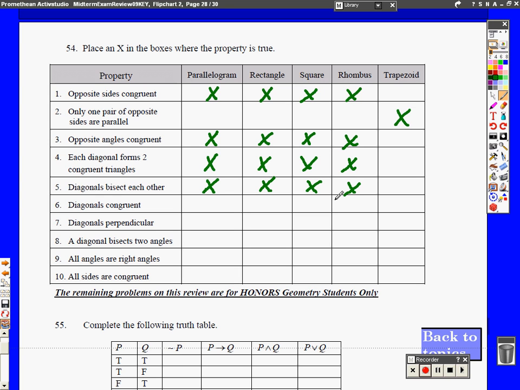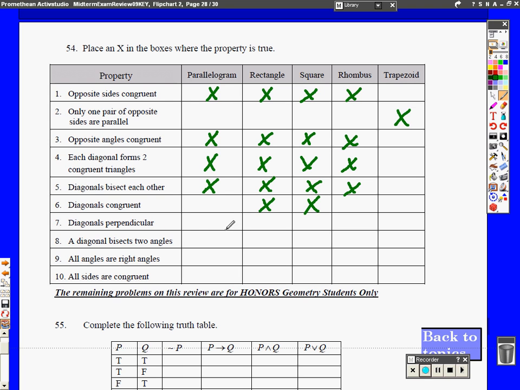The diagonals are congruent. Now this was not true for all parallelograms. It was true for a specific parallelogram, and specifically, it went with the rectangle. If it's true for a rectangle, it's true for all types of rectangles, and a square is also a type of rectangle. So it goes for square as well.